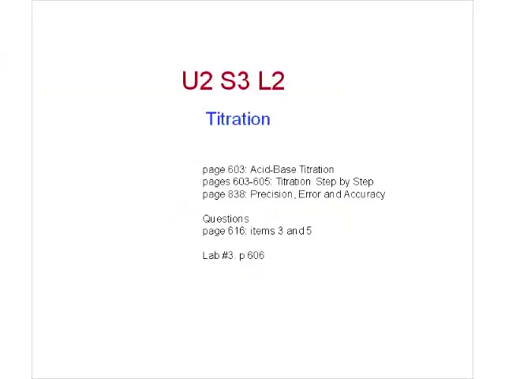If you want some background reading and information on this, you can see this in your textbook as well. Page 603 to 605, and there's a little talk on page 838 regarding precision, errors, and accuracy that might be involved in this particular setup. There are a couple of questions you can have a look at on page 616 as well, and of course Lab number 3, the technique and materials, are dealt with on page 606. So you may want to familiarize yourself with that lab on page 606.